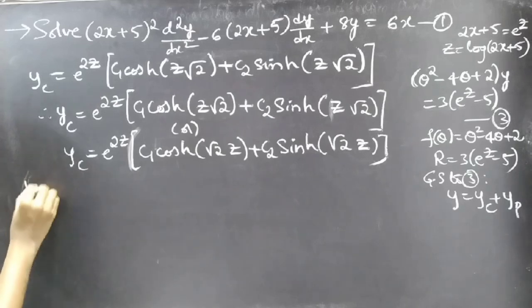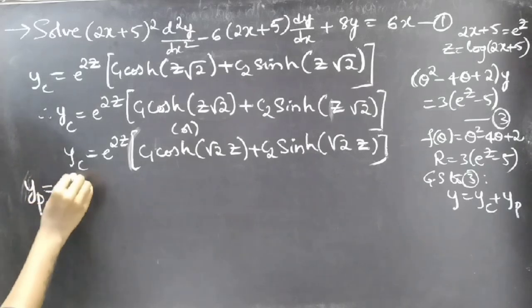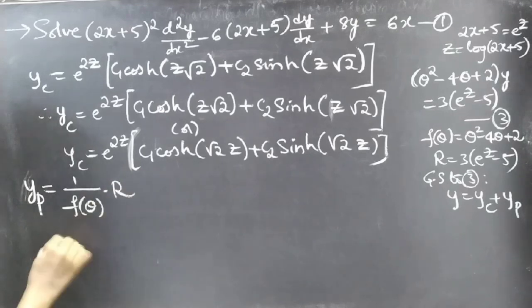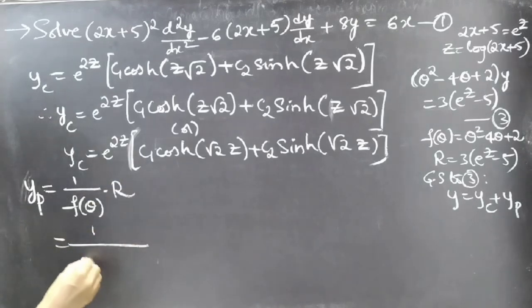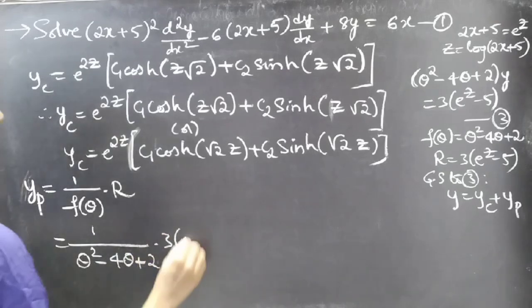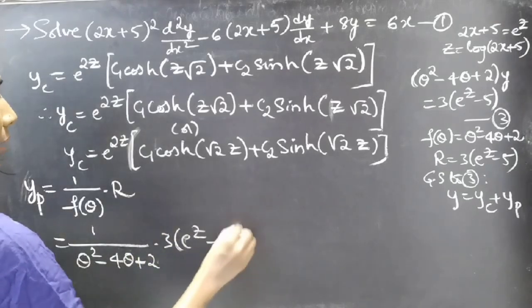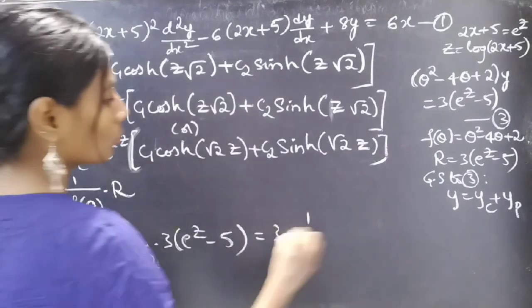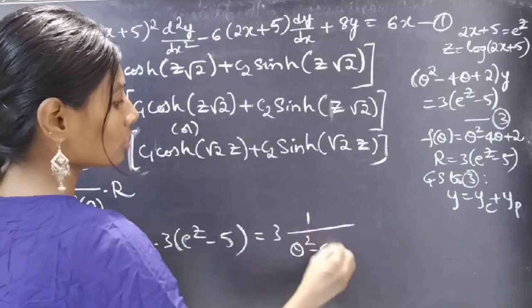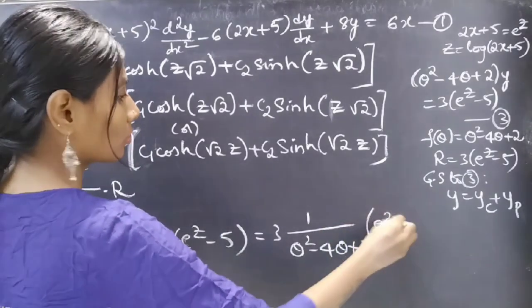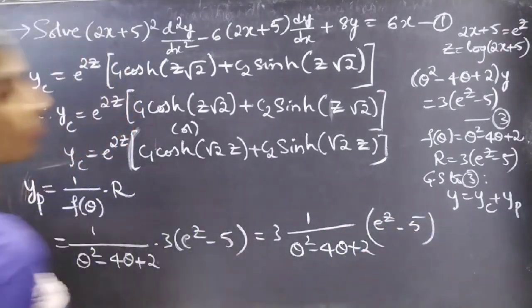yp is given by 1 by f(θ) into r. We have f(θ), θ² minus 4θ plus 2 into r, which is 3 times e^(z) minus 5, right? So we can write this as 3 into 1 by f(θ), θ² minus 4θ plus 2 into e^(z) minus 5.